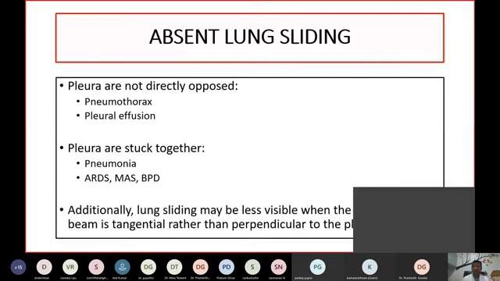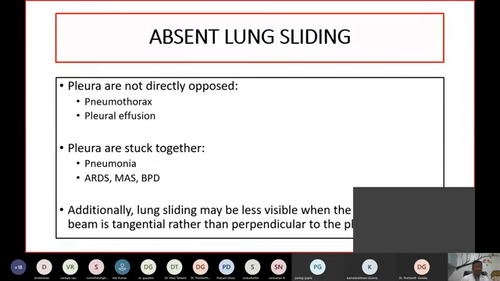Plus, if your ultrasound waves are not hitting exactly perpendicular, if you are holding your probe like this or tangentially, lung sliding will be less visible. So you will interpret as there is no lung sliding or minimal lung sliding. That is an operator dependent error. So that's why in lung ultrasound you need to have your probe exactly perpendicular to the chest.